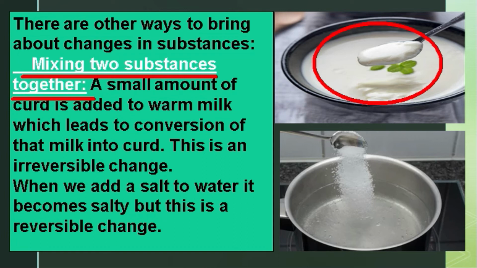For example, students, if you add a small amount of curd starter to warm milk, then you will observe that it leads to conversion of milk into curd. And this is an irreversible change, because once the milk is converted into curd, we cannot bring curd back into milk. But students, when we add salt to water, the solution that we get is salty in taste. But students, it is a kind of reversible change, means we can separate the salt from its solution just by evaporating the water on heating.